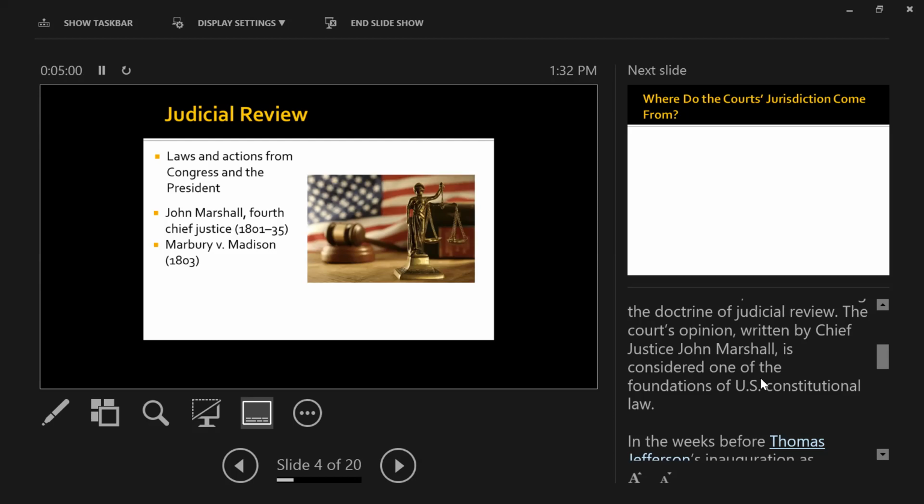And John Marshall is the head of the Supreme Court, the Chief Justice. He is the one that writes about judicial review in Marbury versus Madison. I'll say that again. John Marshall is the Chief Justice of the Supreme Court, and he's the one that writes the Supreme Court opinion that establishes judicial review.